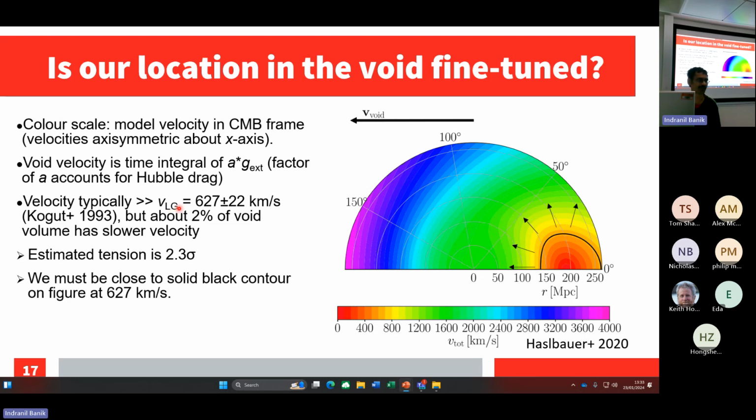What exactly are the velocities? Because we know the velocity of Andromeda, but we don't know the velocity of even more distant galaxies in 3D all that well. But the main thing is that we have to build this black contour for the model to work, which is not that unreasonable. It's a reasonably significant fraction of the void, like a few percent of the void's volume. So our location in the void is not really fine-tuned.